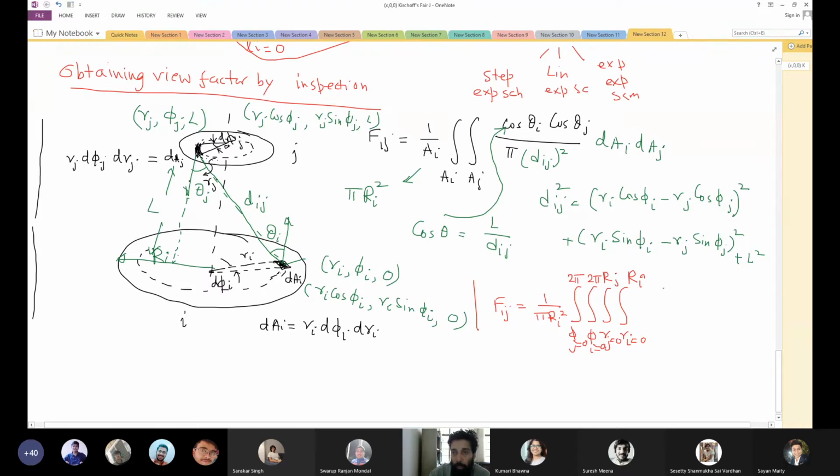I have L square here, pi here, and 1 over Dij square comes from this cos, 1 over Dij square comes from this Dij square. So Dij to the power 4. So I have this entire thing coming here with the square. So this is the integration.